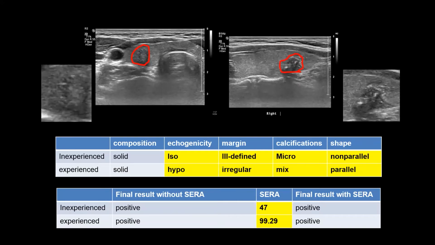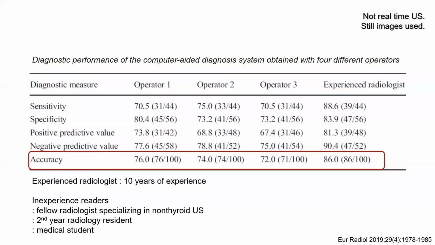Although the two readers reached the same final assessment, we can tell from the ultrasound images that the two readers analyzed the ultrasound images in different ways. CAD values also differed between the two readers. So from the cases we've just seen, we can confirm that CAD values can differ even for the same nodule.